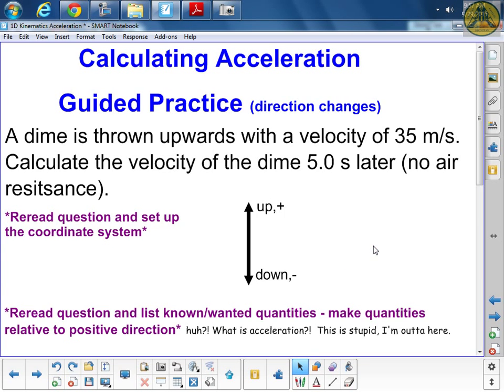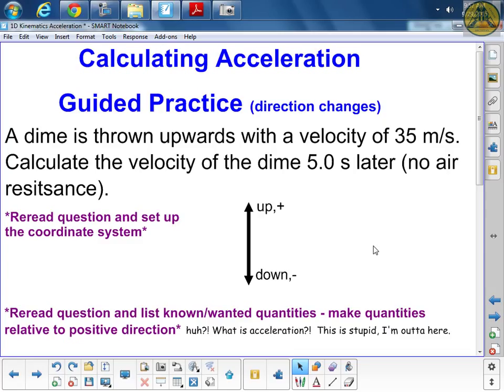So we're looking at a problem where an object is going up and/or down now. And we're still treating it the same way, but there's a couple little differences you'll see as we go through it. A dime is thrown upwards with a velocity of 35 meters per second. Calculate the velocity of the dime 5.0 seconds later.